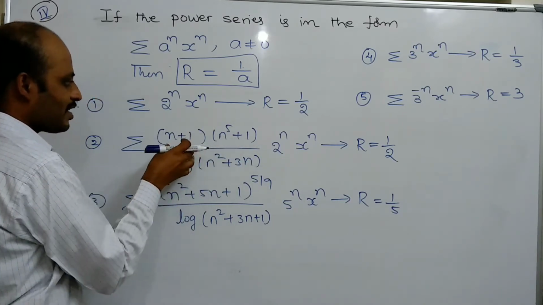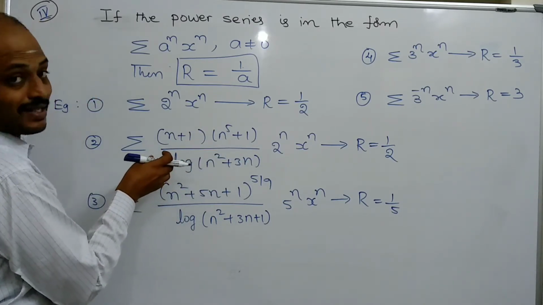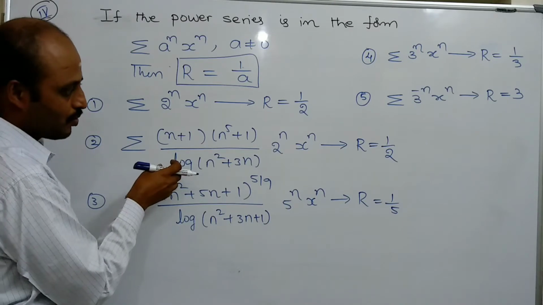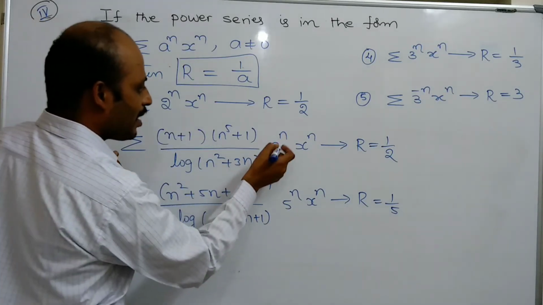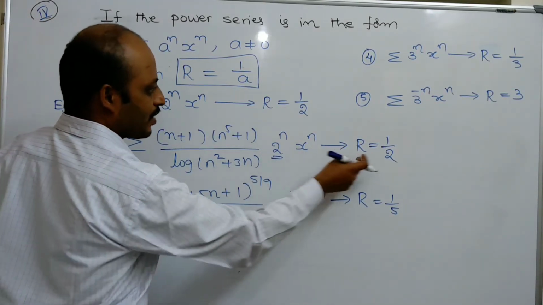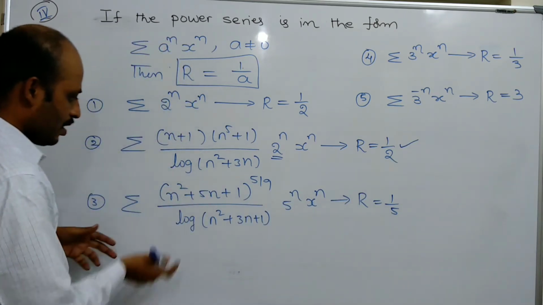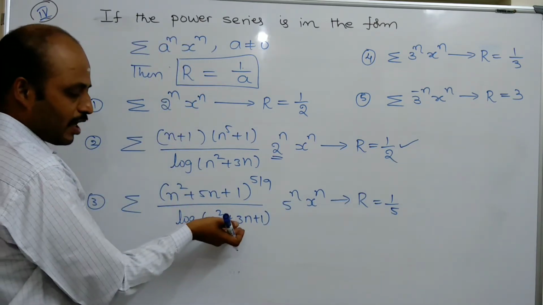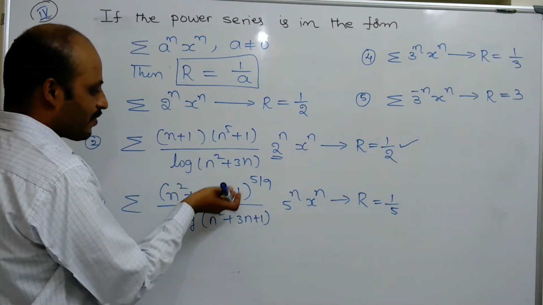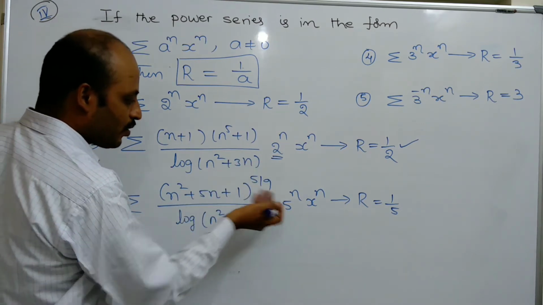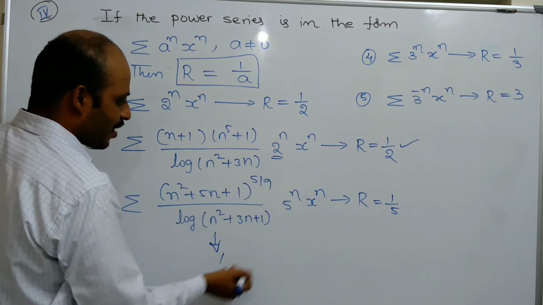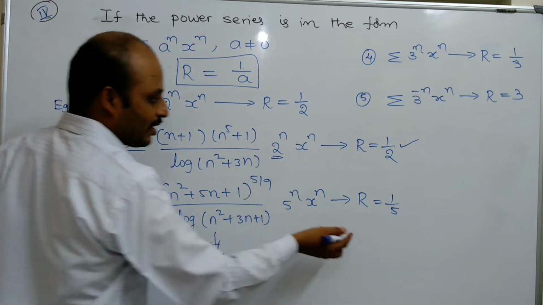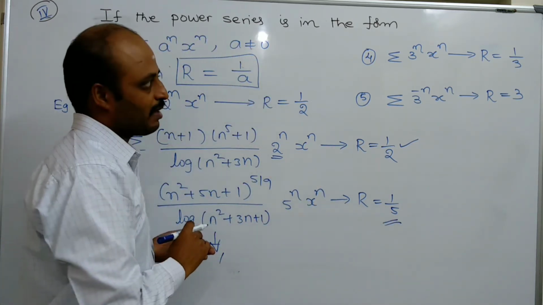You observe that this is in the form of result number 2. So it gives a result of 1. But the important thing is 2 power n, so the radius is equal to 1 by 2. Here also, log of (n square plus 3n plus 1) by (n square plus 5n plus 1) whole power 5 by 9 into 5 power n. This gives a result of 1. But 5 power n we have, so the radius of convergence is 1 by 5.